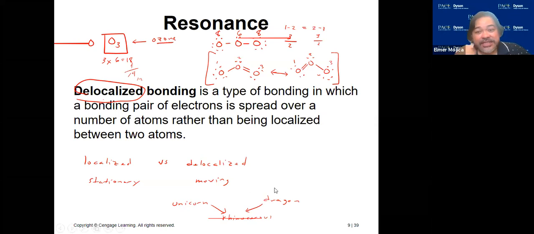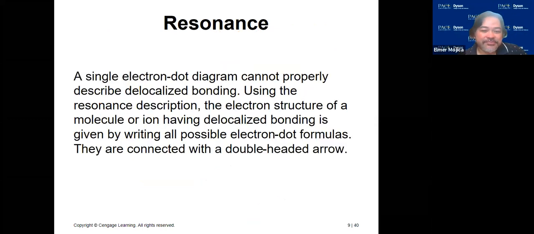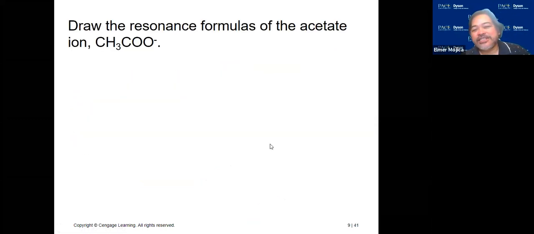Okay? So it's the same thing with the Lewis structure of a resonance structure. The ones that you retain don't really exist. The real one is the average of them. So we can go to another example of a resonance structure like this one. Draw the resonance formula for the acetate ion. If you look at this, this is how you will end up.